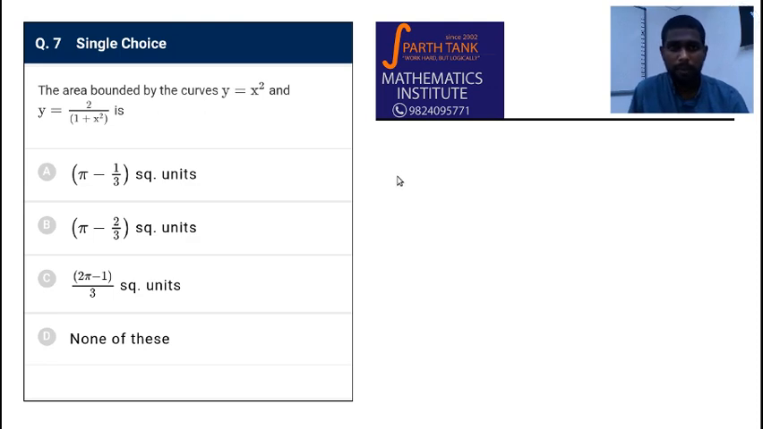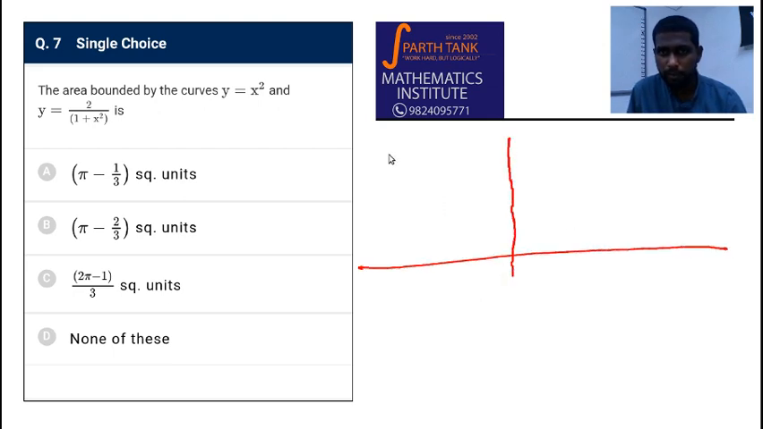The area bounded by the curves y = x² and y = 2/(1 + x²) is what? Okay. Now of course we know that the curve y = x² is a parabola opening up with vertex at 0. It's a bit difficult to draw on this tab here and get proper curves.